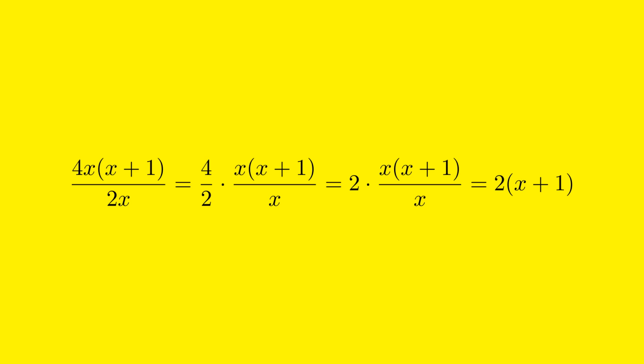This means the common factor of x cancels out, leaving us with 2 times the quantity x plus 1 in the numerator. Now, let's rewrite the expression. We are left with 2 times the quantity x plus 1 divided by 1. Since the x in the denominator has also cancelled out, and any number divided by 1 is the number itself, we can simply state that the final simplified expression is 2 times the quantity x plus 1.